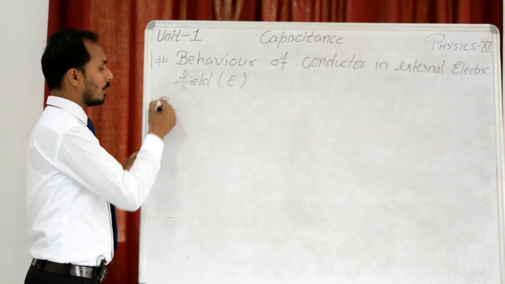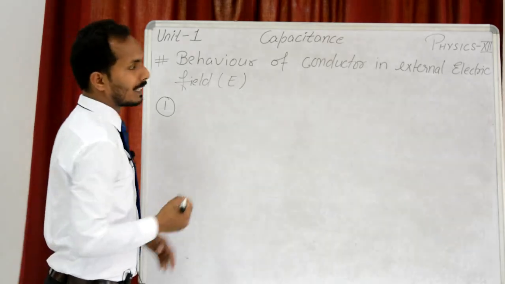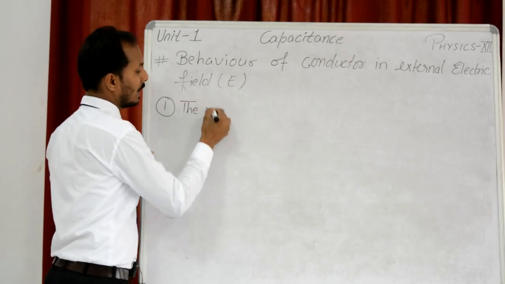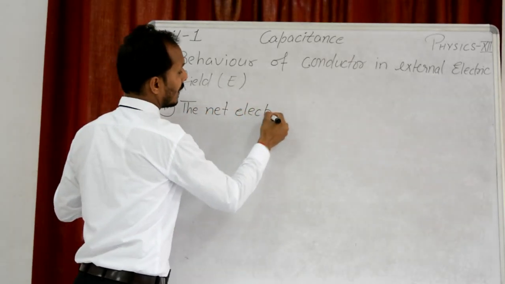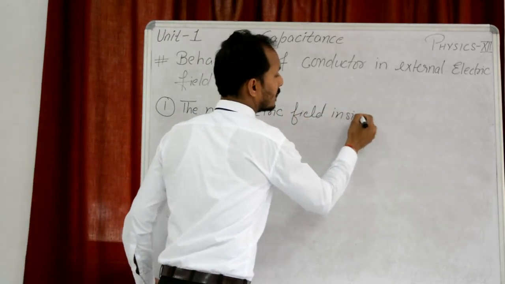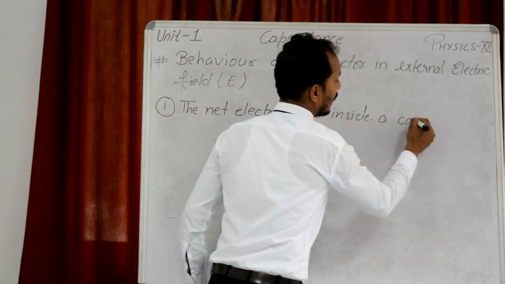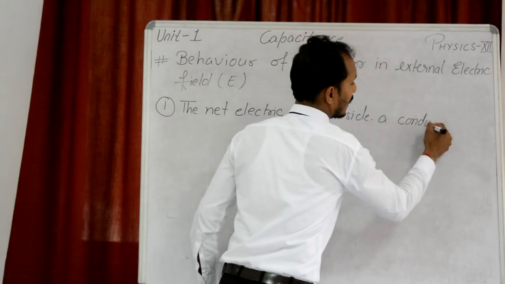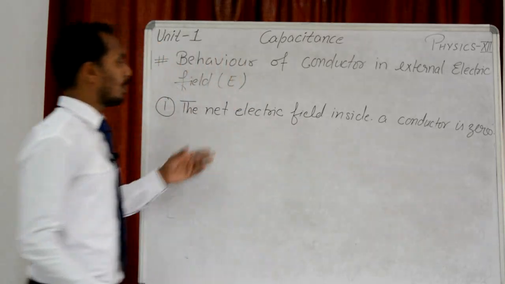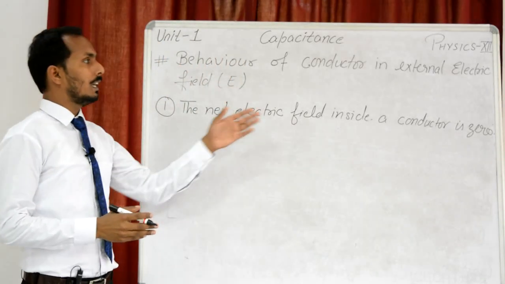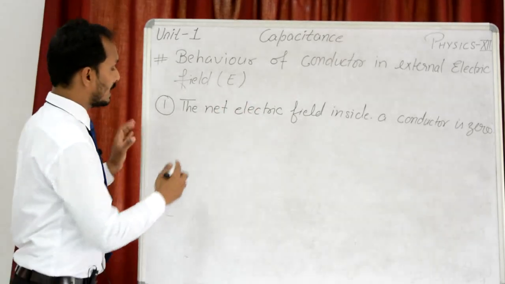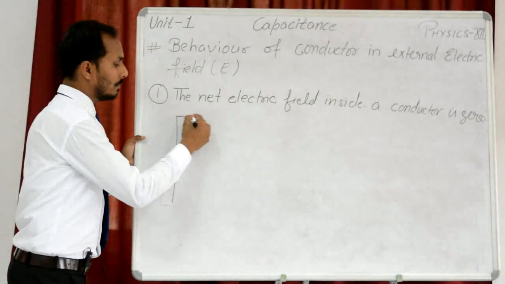The first property of a conductor in an external electric field is that the net electric field inside a conductor is zero. So this is the first property. You can say the first behavior of the conductor in the external electric field is that the net electric field inside a conductor is zero.